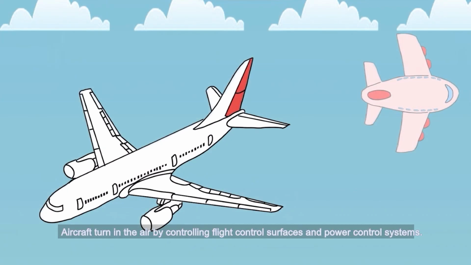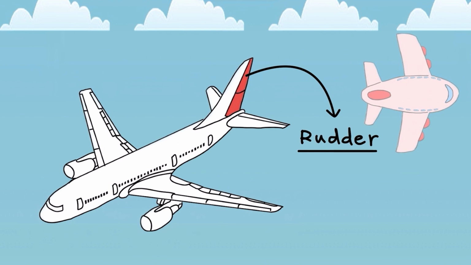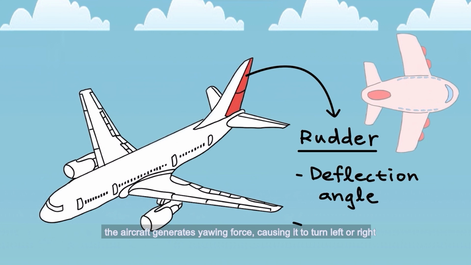Aircraft turn in the air by controlling flight control surfaces and power control systems. Here's how a typical commercial aircraft accomplishes turns. Rudder. The rudder can be deflected left or right. When the pilots operate the rudder, it changes the aircraft's heading. By increasing the rudder's deflection angle, the aircraft generates yawing force, causing it to turn left or right.